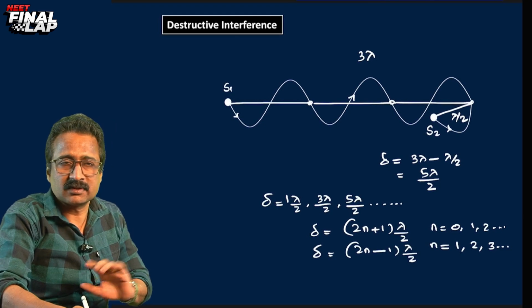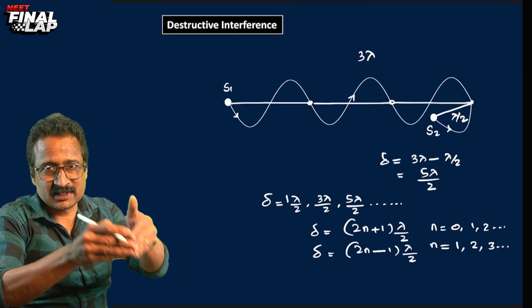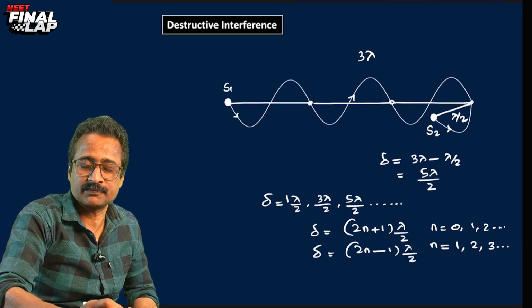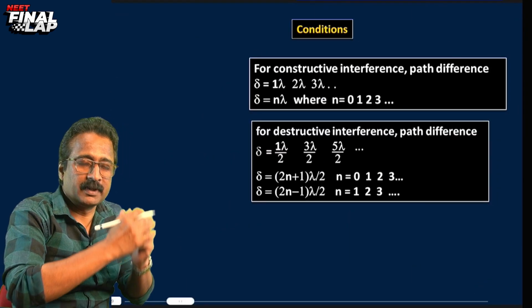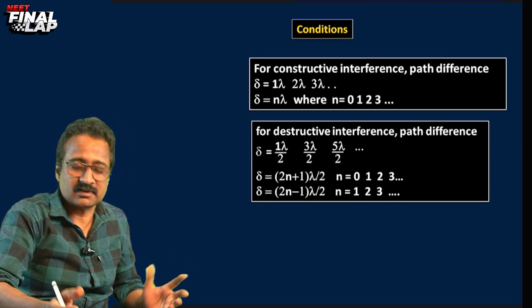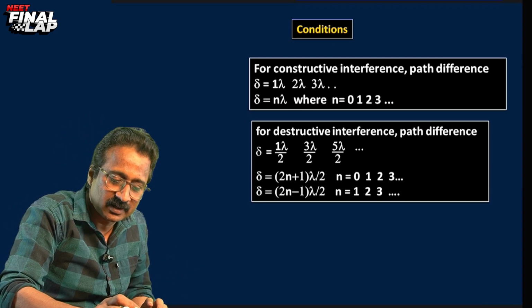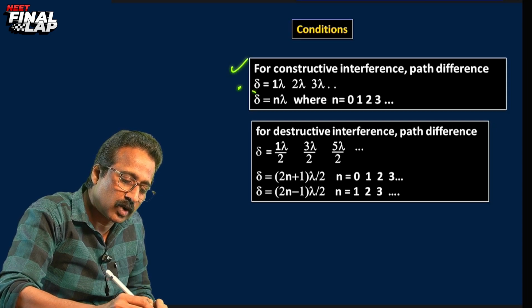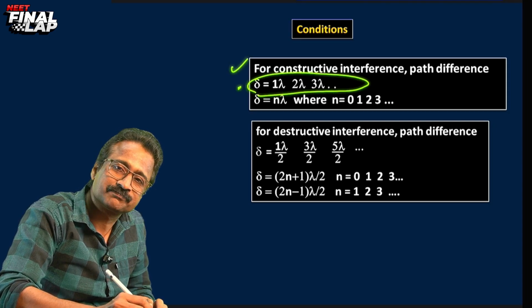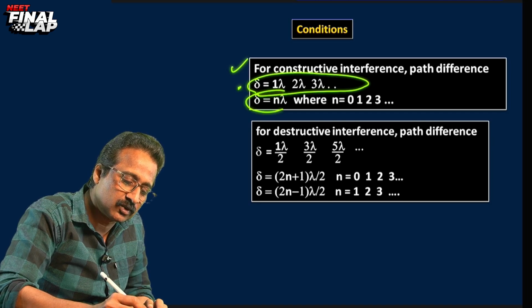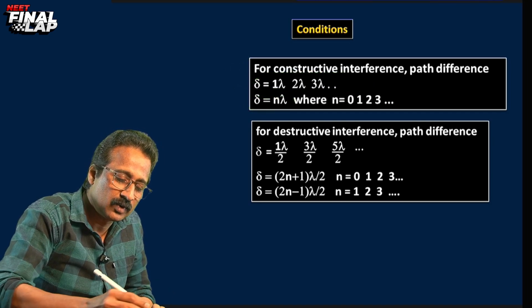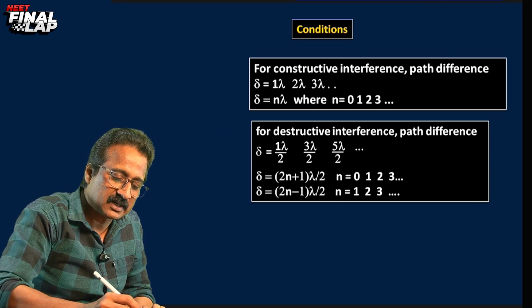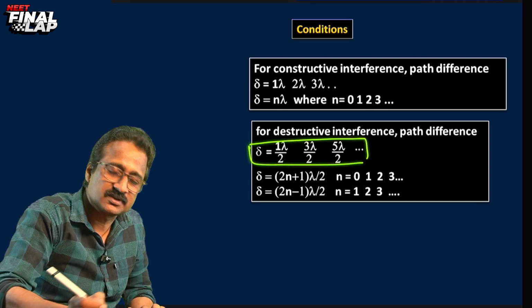So ultimately, the thing is this. What kind of interference takes place when two waves reach at a point is completely governed by the path difference. What are the conditions for complete constructive interference and complete destructive interference? Here is a list. These are the conditions written. For constructive interference, the path difference must be 1 lambda, 2 lambda, 3 lambda, etc. Or I can say path difference is equal to n lambda. Now, for two waves to cancel each other, that means destructive interference, the path difference must belong to any term in the series.